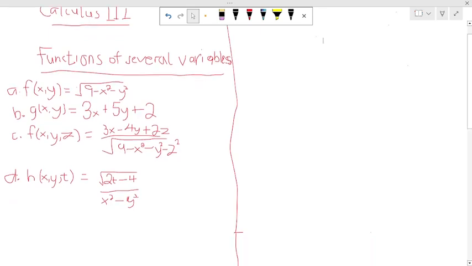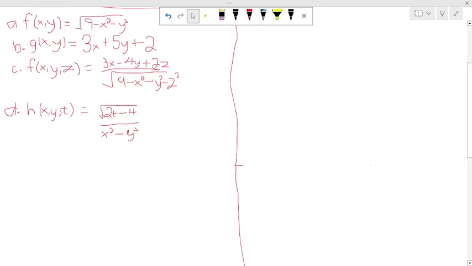So now we would know that the domain for the first example is just going to be 9 minus x squared minus y squared should be greater than or equal to what? 0. Right.